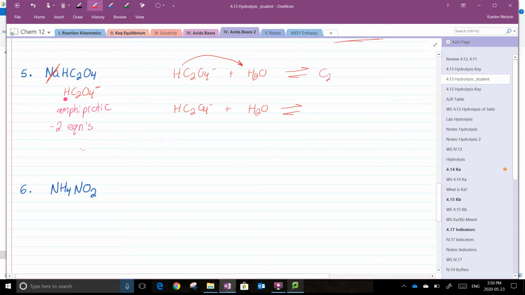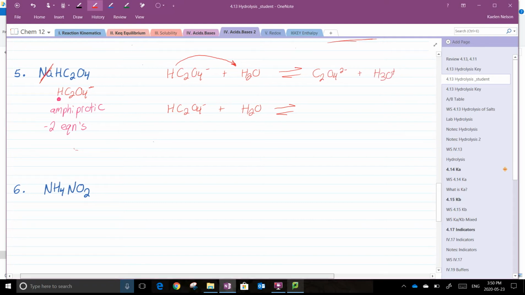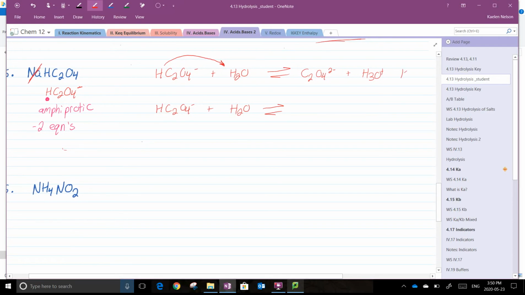So C2O4 2 minus is my ending, plus H3O plus. Okay, so the next step of this, we're going to be looking up a Ka value for this, and I'll come back to that once I've written my second equation.